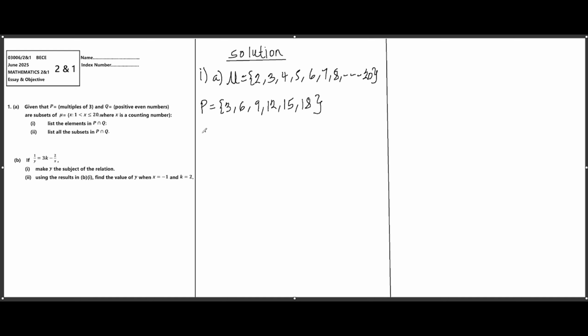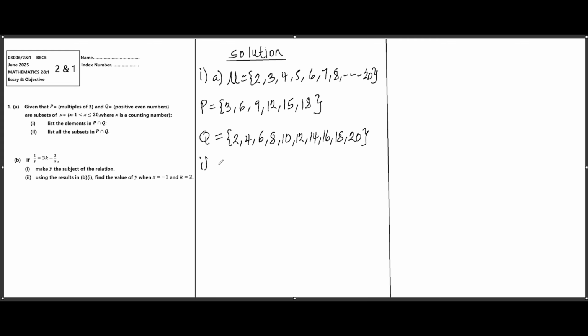And then finally set Q, positive even numbers. So positive even numbers, we have 2, 4, 6, 8, 10, 12, 14, 16, 18, 20, 22, on and on and on. But again, set Q is a subset of the universal set, so we cannot go beyond 20. So we end at 20.